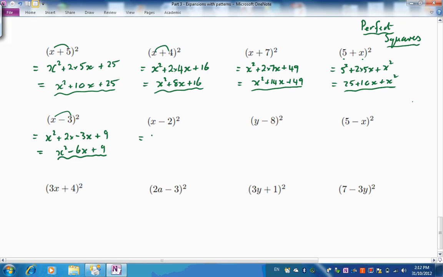Let's look at this one. x squared plus twice the product, but the product here is negative. Neg 2 by x would have been the middle two products. Both of them would have been neg 2x. Plus the second one squared, which is 4. So it's x squared, take 4x plus 4. Notice that always the number down the end, even when it's a negative between the brackets, is a positive.